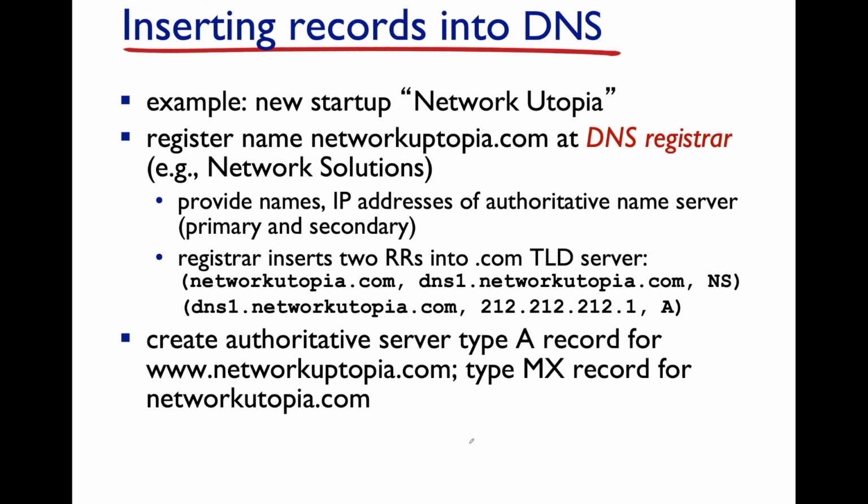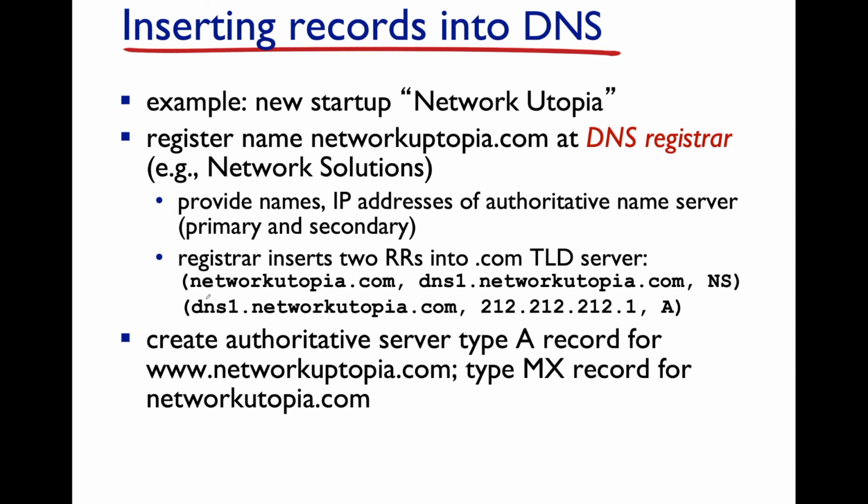And so the name service registrar is going to insert two resource records into the top level domain name server for the .coms if you're registering networkutopia.com. One of them is going to be the name server record. That's going to be for all domain names ending in networkutopia.com. You're going to contact a DNS server called dns1.networkutopia.com. So this says, what is the name server that I'm going to use to look up addresses for any domain name that is ending in networkutopia.com.